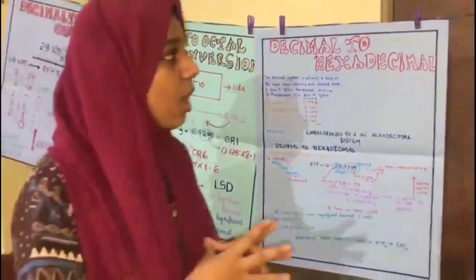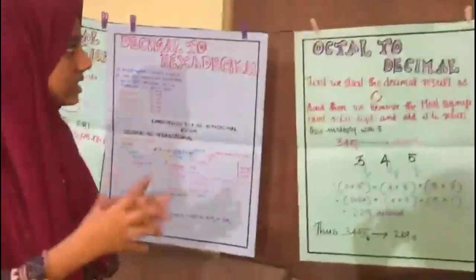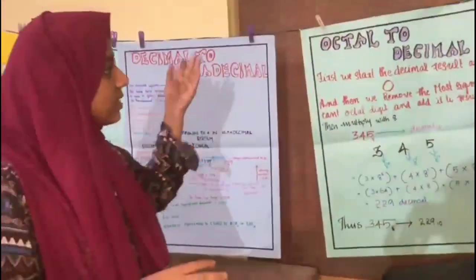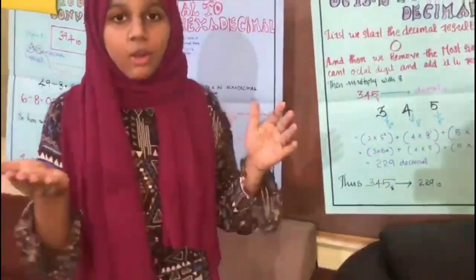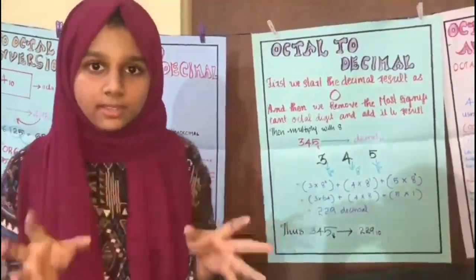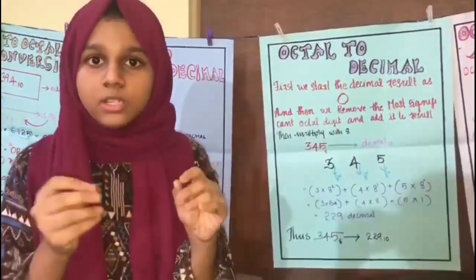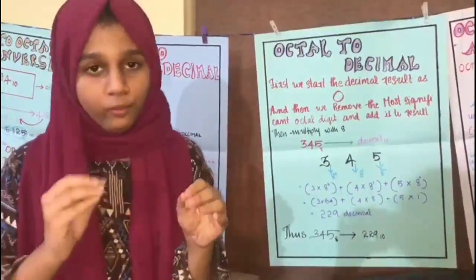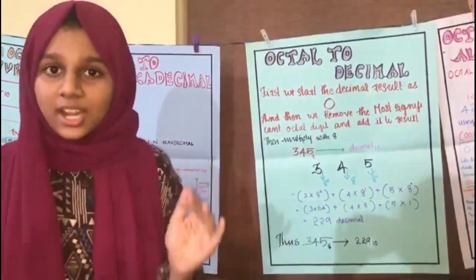Next one is octal to decimal. Octal's base number is 8. We studied decimal to octal, so we can just move on to octal to decimal. First we start the decimal result as 0. We all know that the base numbers of binary, octal, decimal and hexadecimal are 2, 8, 10 and 16. Base 2 means digits 0, 1; base 10 means 0 to 9; base 16 means 0 to 15; and octal 8 means 0 to 7. So it starts with 0.